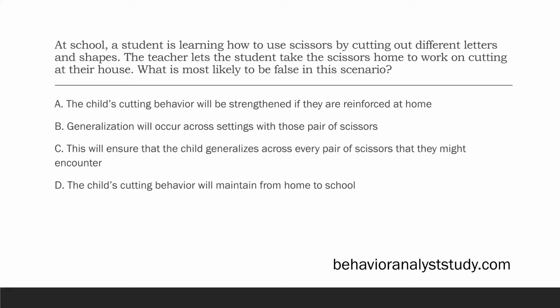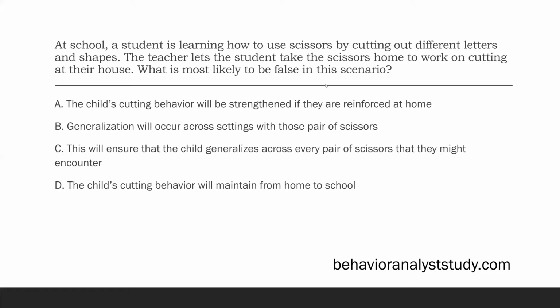With that stimuli alone. Because if we look at C, this will ensure that the child generalizes across every pair of scissors they might encounter. That doesn't seem to be true compared to the other ones. And why not? Because we're teaching the student how to cut, which is great, teaching them to generalize across different people, different settings, but it's the same scissors. So what if they're using safety scissors or kid scissors, right? What happens when they encounter a giant pair of scissors, okay? Are we ensuring that the child will generalize?